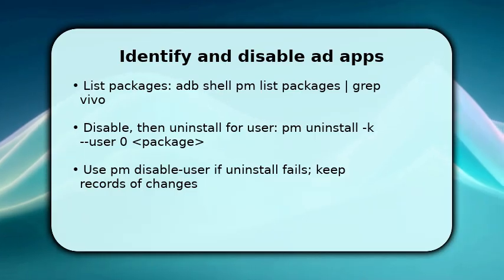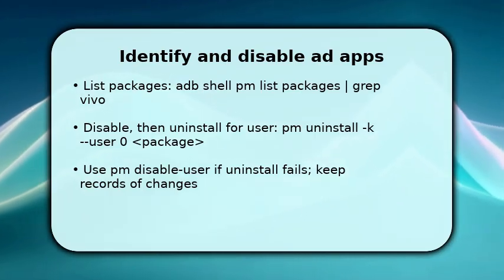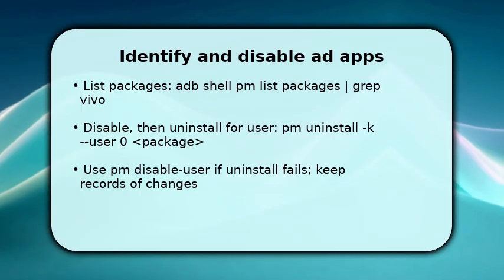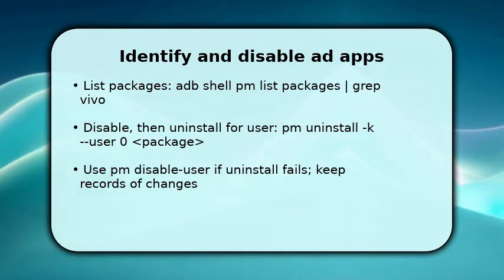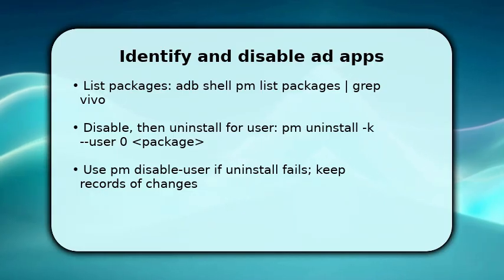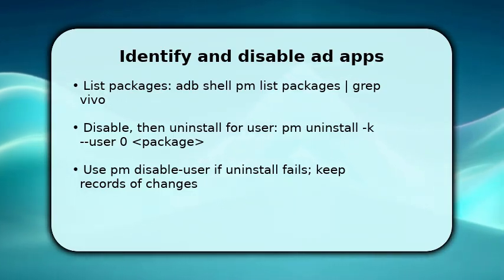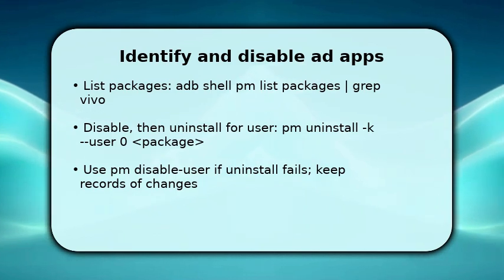adb shell pm disable-user package. If safe, uninstall for the current user. adb shell pm uninstall -k --user 0 package. Make sure to keep a note of every package you change so you can restore if something breaks. You finish by rebooting the phone and using it normally to confirm ads are gone.